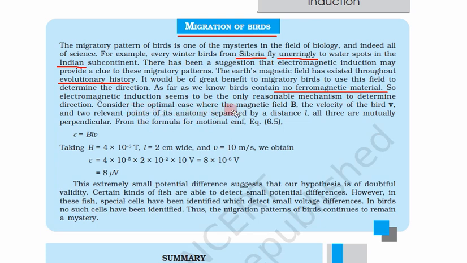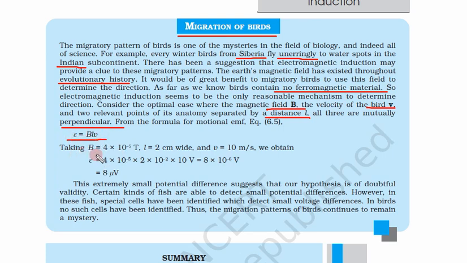Consider the case where magnetic field B, the velocity of the bird v, and two relevant points of its anatomy separated by a distance L, all three are mutually perpendicular. So for a maximum case, all these three should be mutually perpendicular. Now let us put this formula. E is equal to BLV, B into L into V.